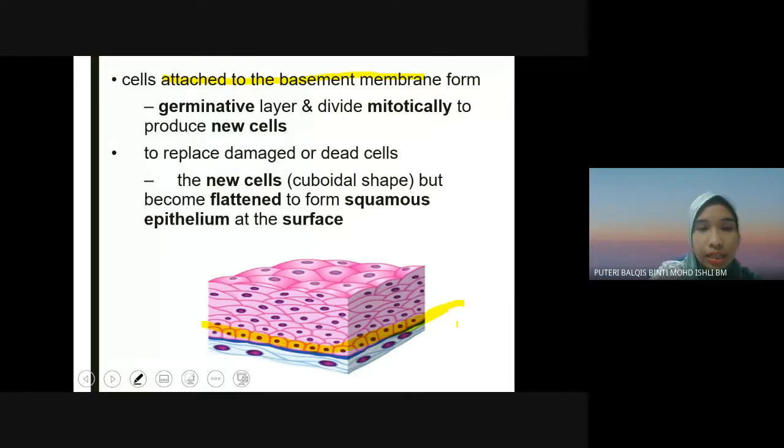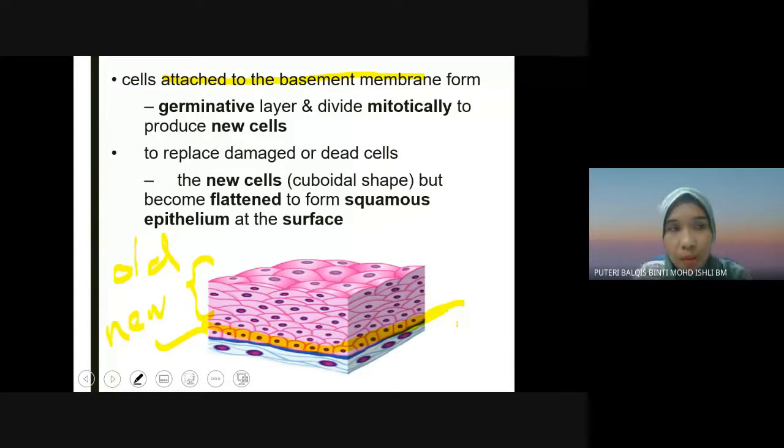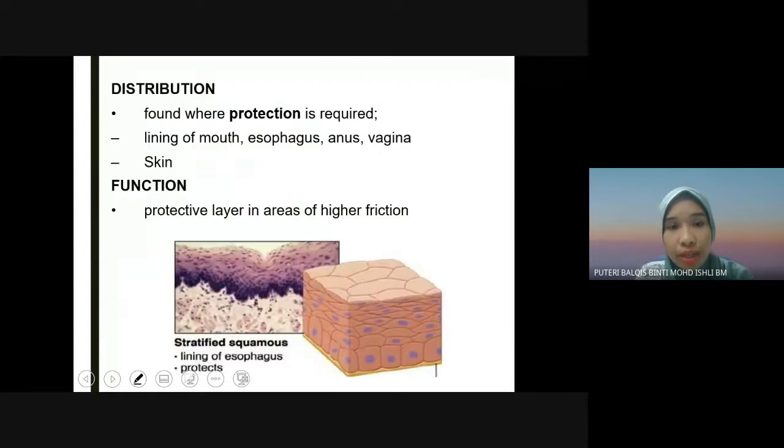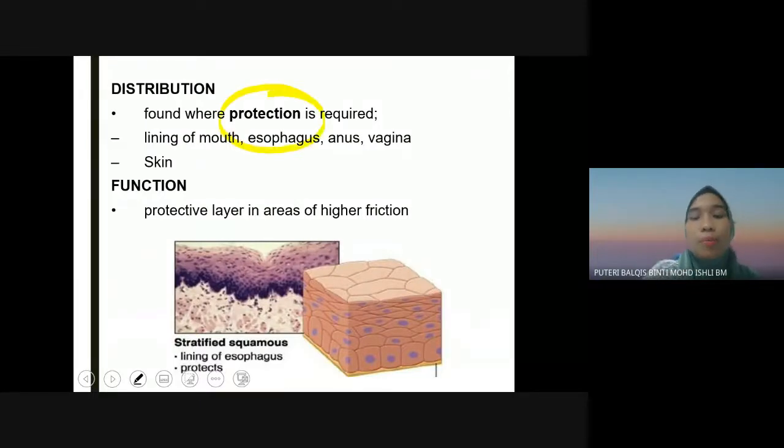Okay, divide by mitosis. Okay, so bila dia divide, dia akan tolak sel tu ke atas. So sel ke atas ni adalah sel yang lama. Sel yang baru adalah sel yang duduk dekat bawah. Old and new. Okay, alright. Distribution is where protection is required. That is the distribution of stratified.